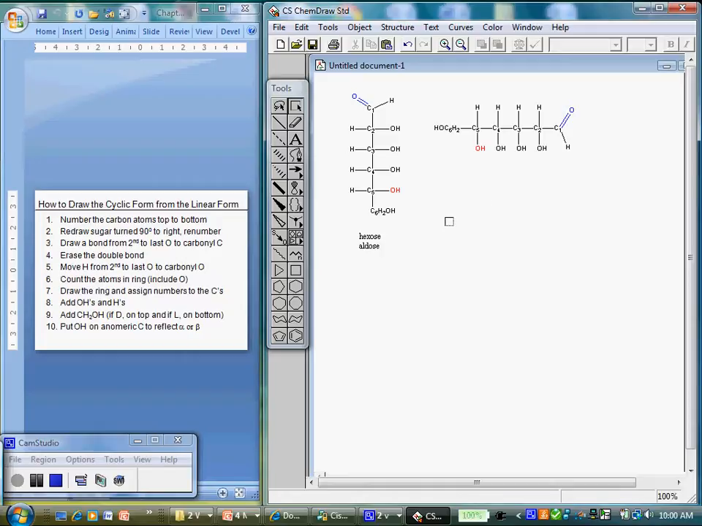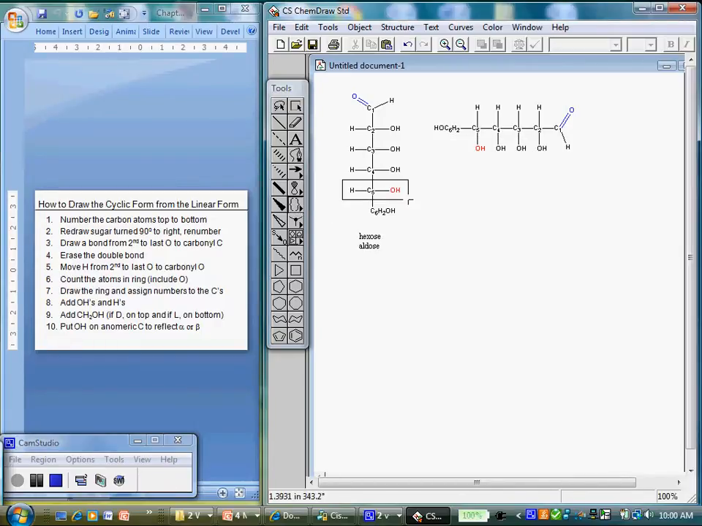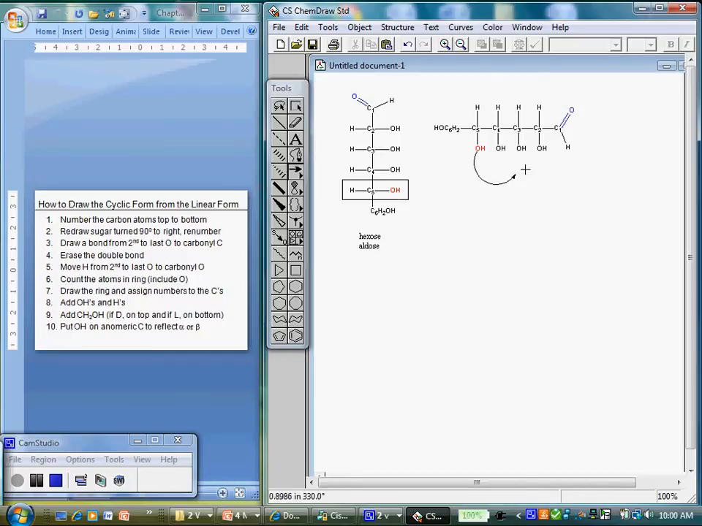Step 3 says draw a bond from the second to last oxygen to the carbonyl carbon. The second to last oxygen is the same one that you're looking at to tell whether your sugar is D or L. I've marked it here in red in both drawings. It's the last OH on a chiral carbon. So that is the one that we're going to connect. So we're going to connect this oxygen with the carbonyl carbon, which in this case is carbon 1. So I've connected them.